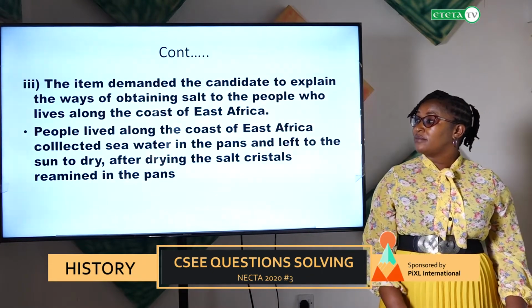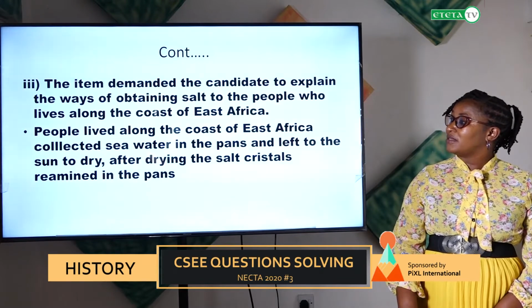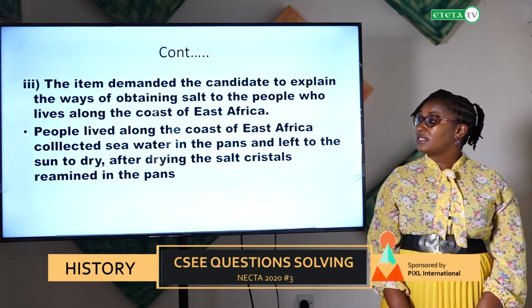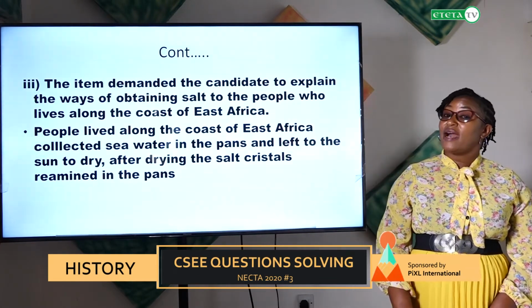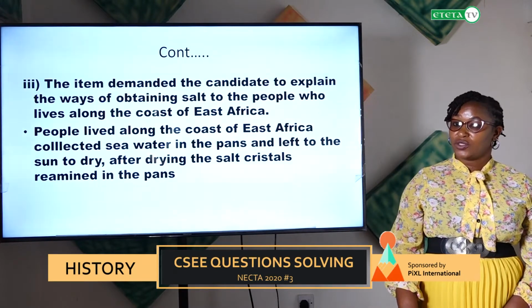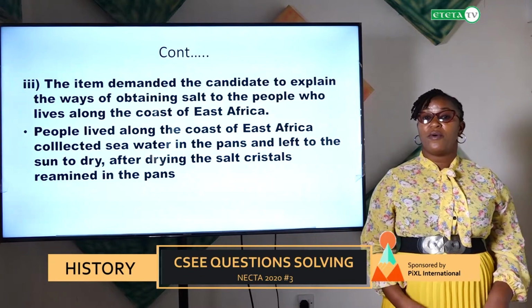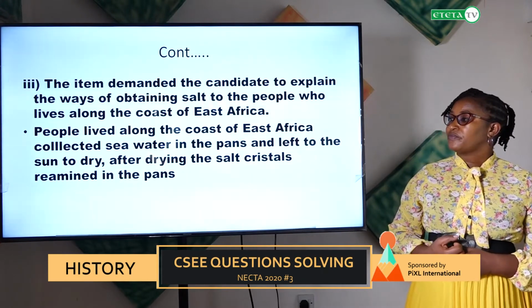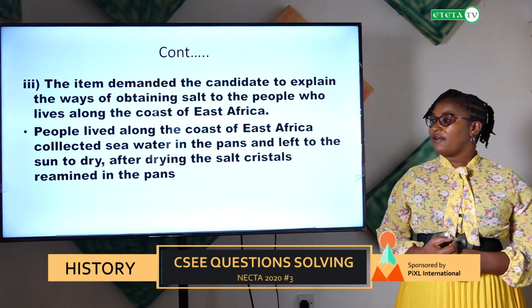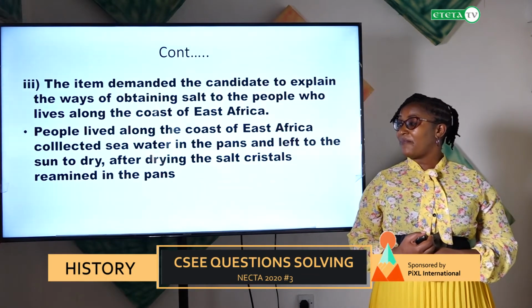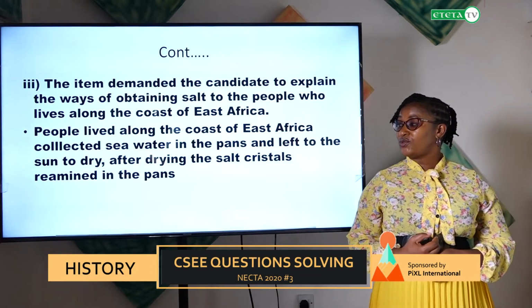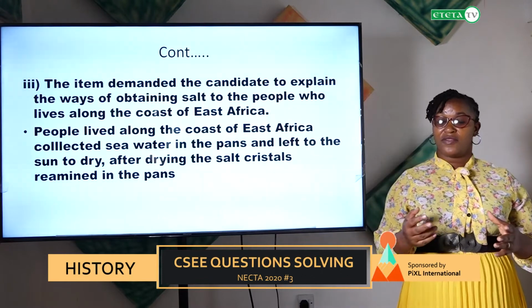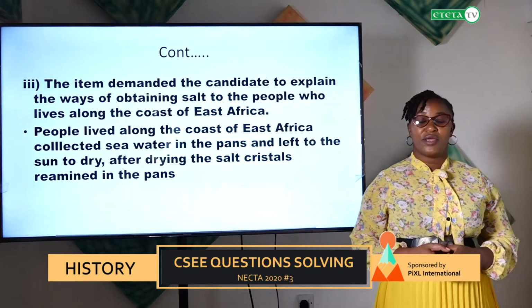Item Roman 3, the item demanded the candidate to explain the ways of obtaining salt for the people who lived along the coast of East Africa. We have different ways of obtaining salt, as we know how people made salt in pre-colonial Africa. People who lived along the coast of East Africa collected seawater in pans and left it to the sun to dry. After drying, the salt crystals remained in the pans, and therefore salt was ready for use.